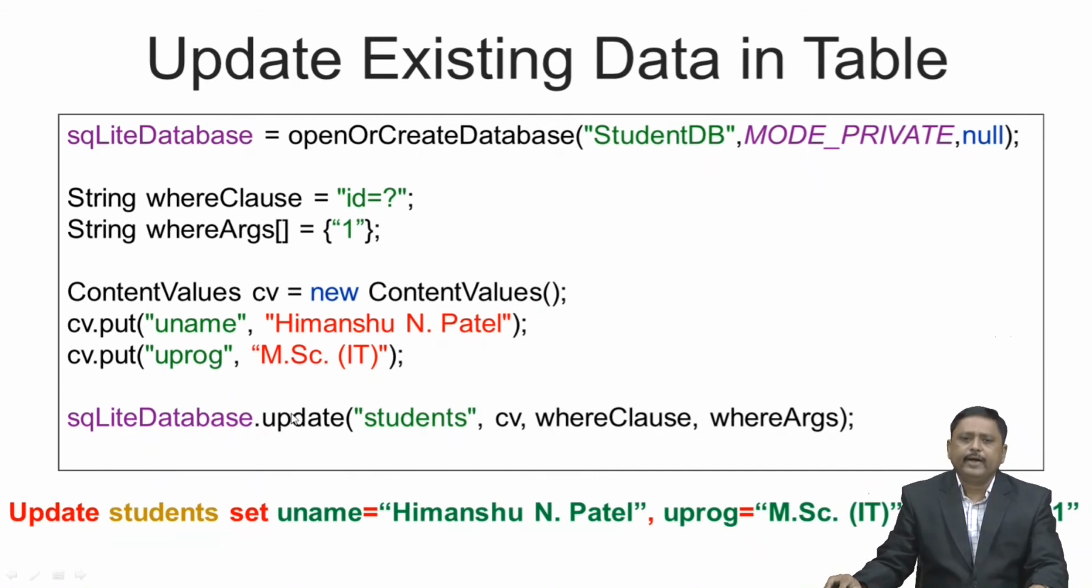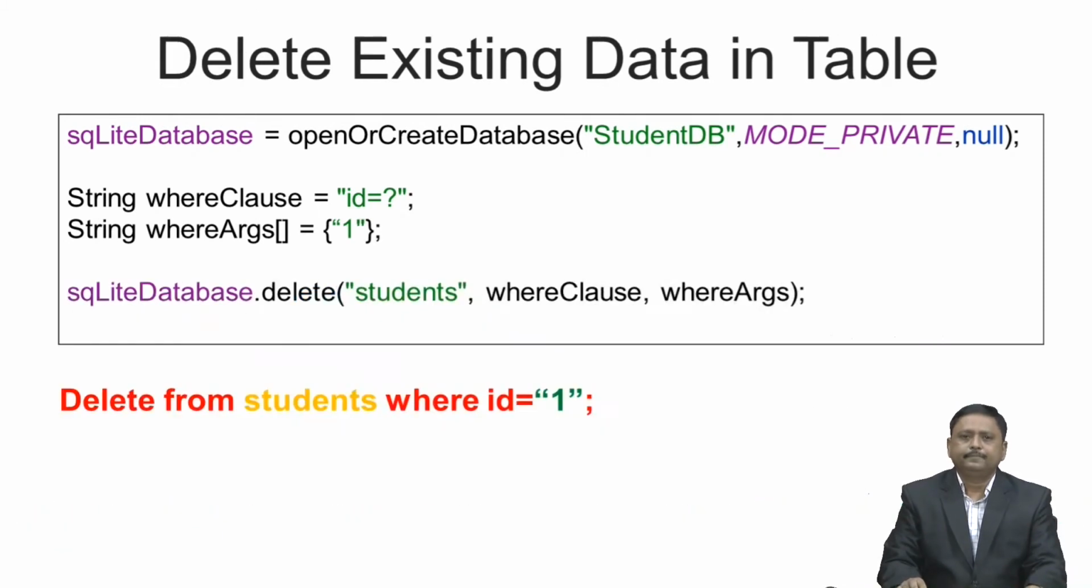Now we can perform the update. The first argument is the table name, the second is the updated content values, then the where clause, which means ID is equal to question mark, and the where argument which actually gives 1. So it is equivalent to the SQL statement shown at the end: update students set username is equal to new value, user program is equal to new value, where ID is equal to 1. So internally these SQL statements are executed for the update.